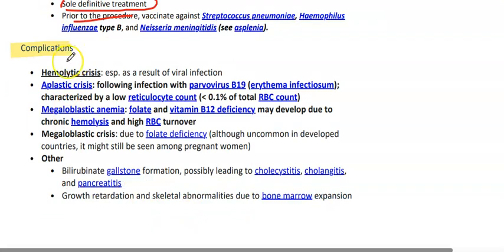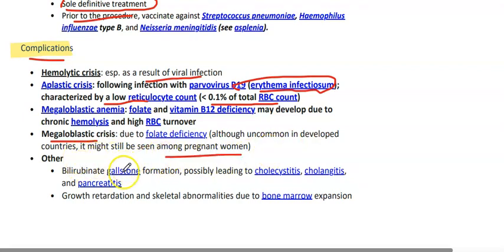Hereditary spherocytosis has different complications, like hemolytic crisis, especially as a result of viral infection, and aplastic crisis following infection with parvovirus B19, also known as erythema infectiosum or fifth disease, which is characterized by a low retic count, less than 0.1% of total RBC count. Megaloblastic anemia can also develop as a result of folate and B12 deficiency, and megaloblastic crisis due to folate deficiency, although uncommon in developed countries, might still be seen among pregnant women. Others are bilirubinate gallstone formation possibly leading to cholecystitis, cholangitis, and pancreatitis, and growth retardation and skeletal abnormality due to bone marrow expansion. So that's all about hereditary spherocytosis.